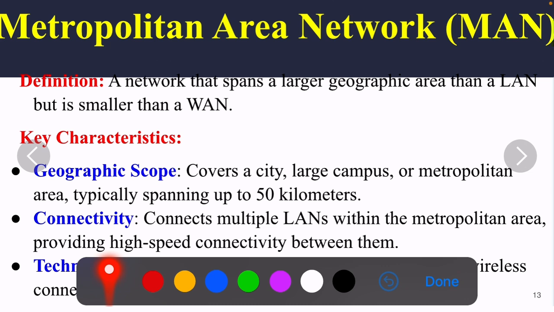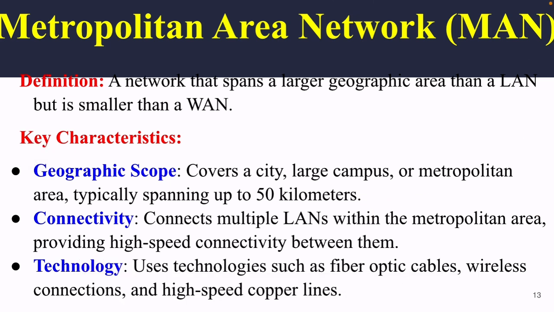So what are the characteristics of the metropolitan area network? First is geographical scope. It covers a city, large campus, or metropolitan area, typically spanning up to 50 kilometers. As I said earlier, a 5 to 50 kilometer range is covered by the metropolitan area network. Then what about connectivity? It connects multiple LANs within a metropolitan area, providing high-speed connectivity between them. The next is technology. It uses technologies such as fiber optic cables, wireless connections, and high-speed copper lines.